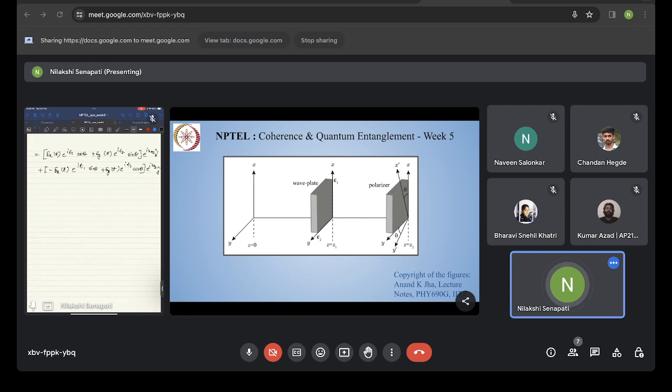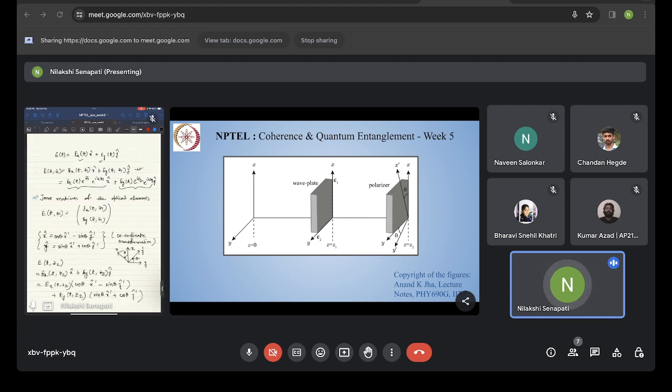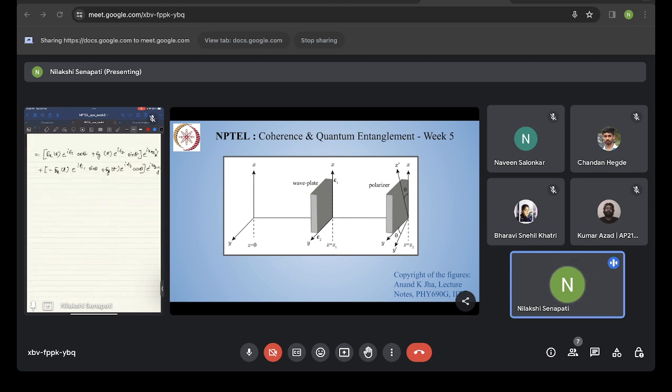Okay, so this will now become the field at the z2 plane. Now if you calculate, this is the thing with x dash and this is the thing with y dash.